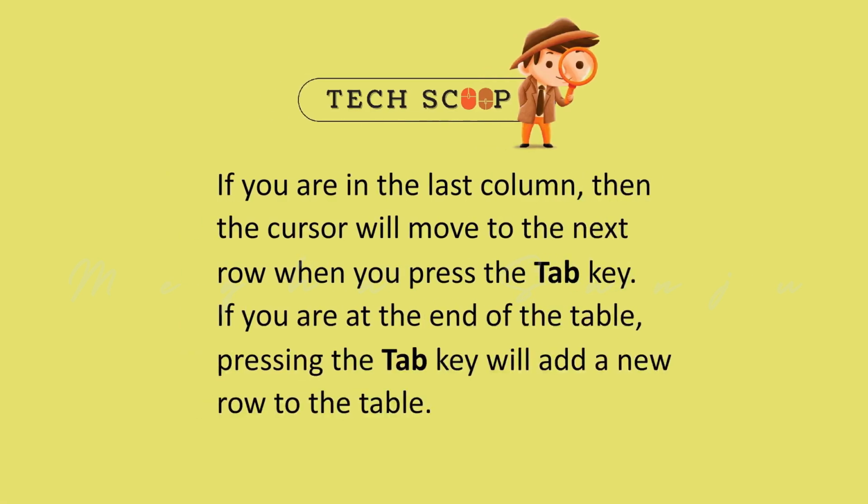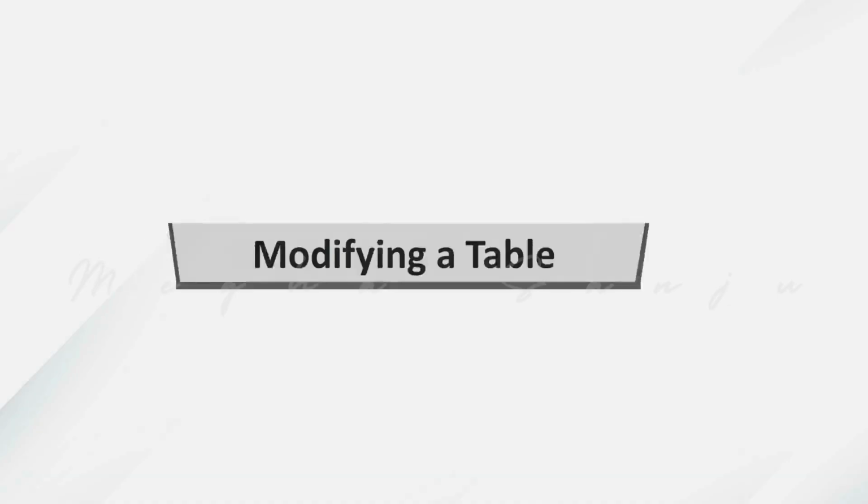Tech Scoop. If you are in the last column, then the cursor will move to the next row when you press the Tab key. If you are at the end of the table, pressing the Tab key will add a new row to the table.